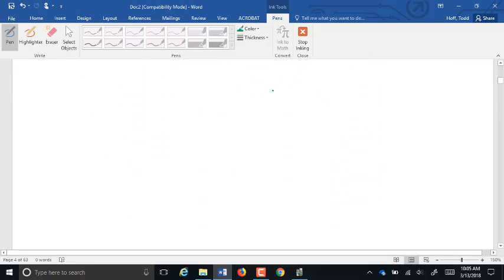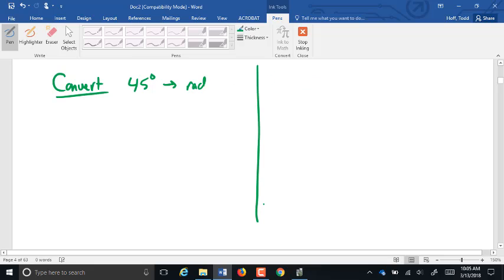Or maybe you guys try a couple in your notes. So I'm going to have you convert 45 degrees to radians. And then I'm going to have you convert pi over 2 radians to degrees. I'll give you a minute.